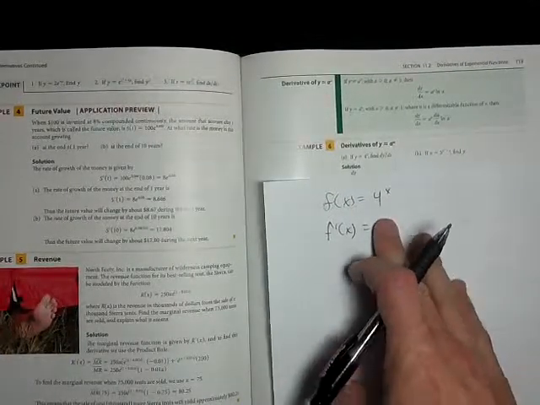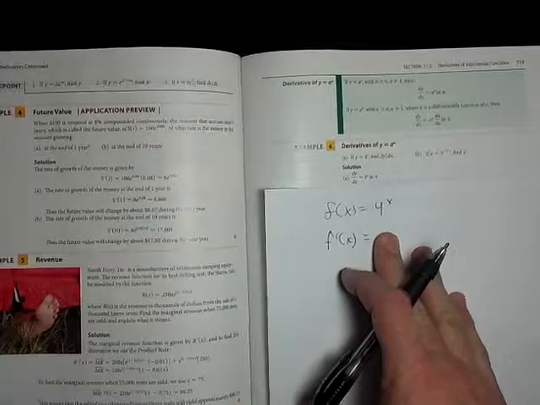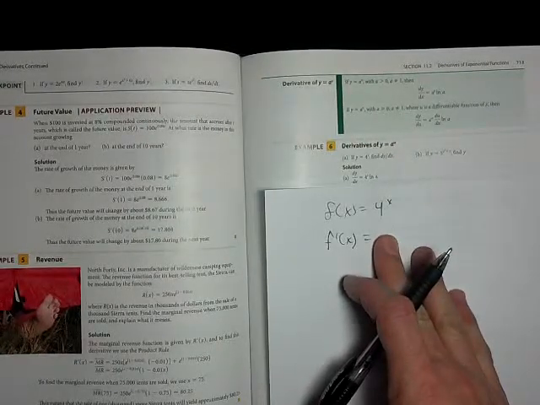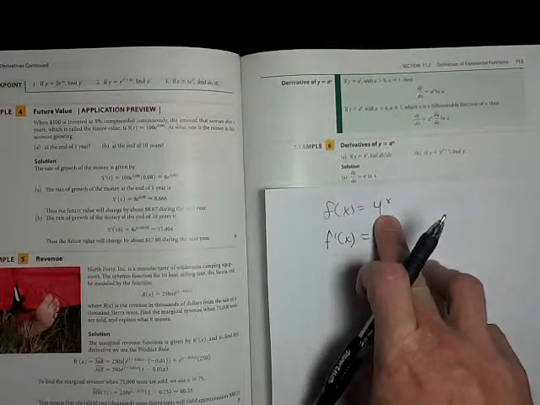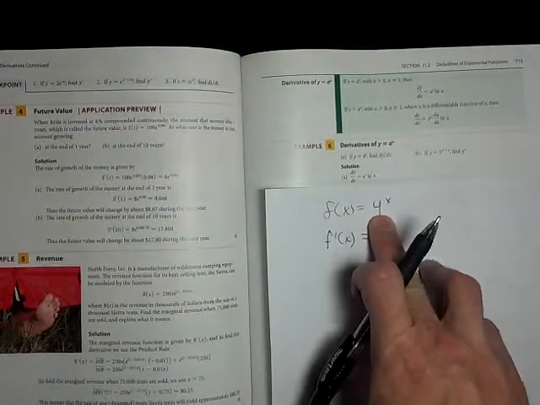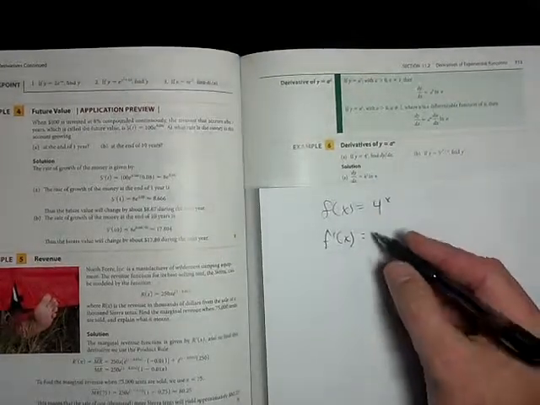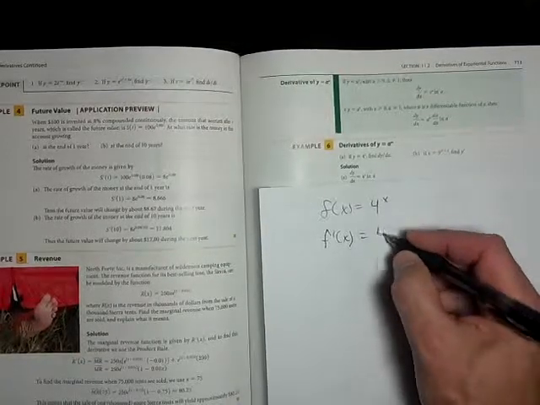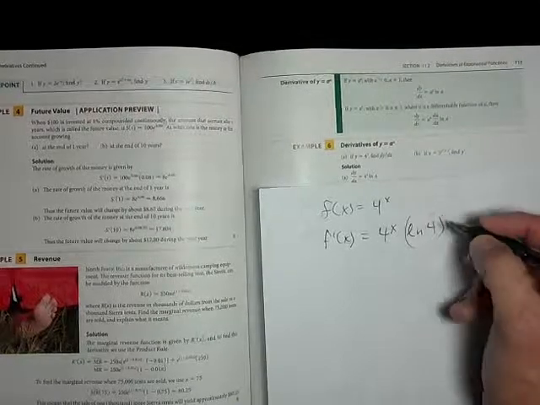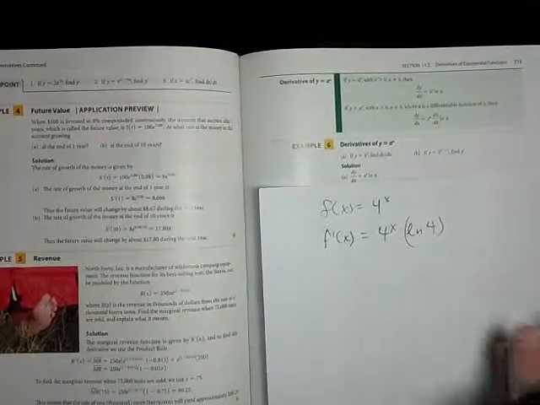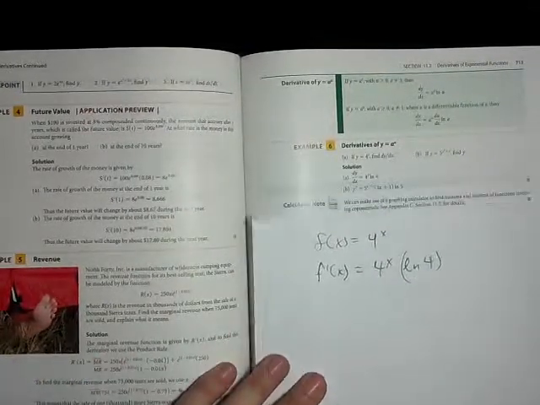we treat it like e to the x, with one exception. We have to multiply it by the natural log of 4. So in other words, the derivative of this is just 4 to the x, but then we have to multiply this thing by natural log of 4. That's the only rule.